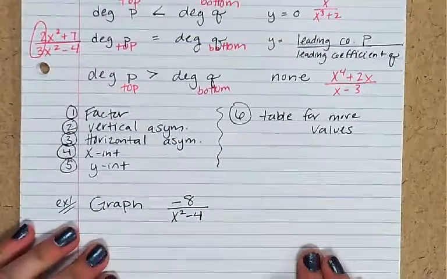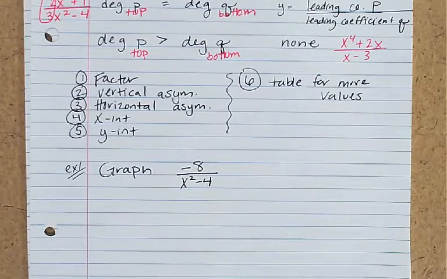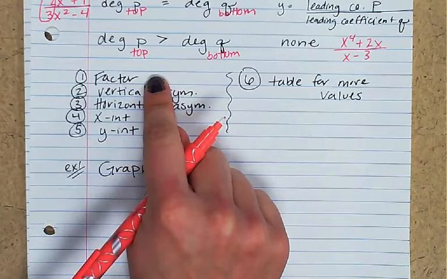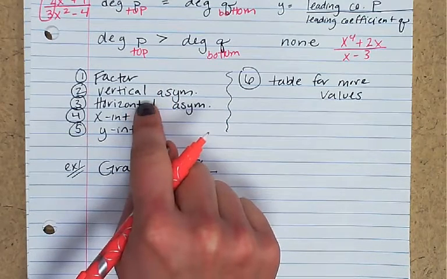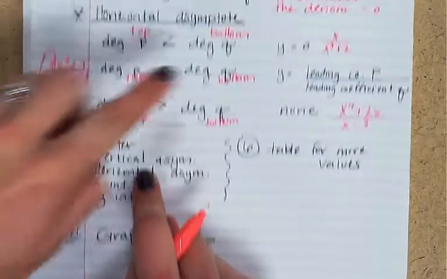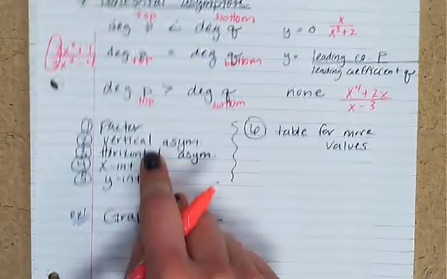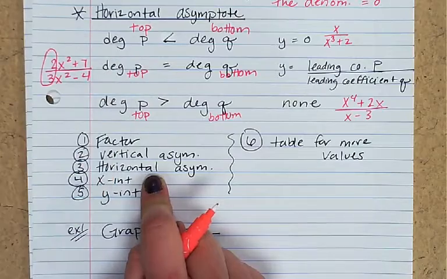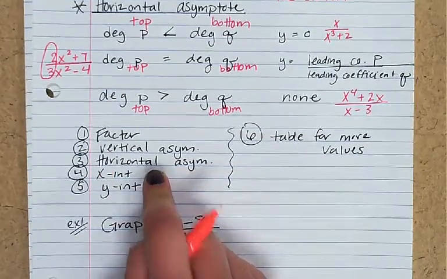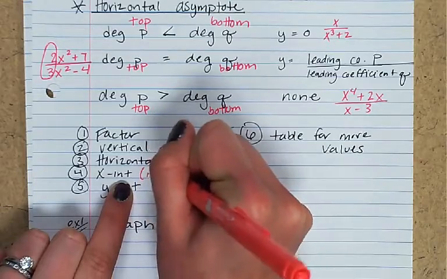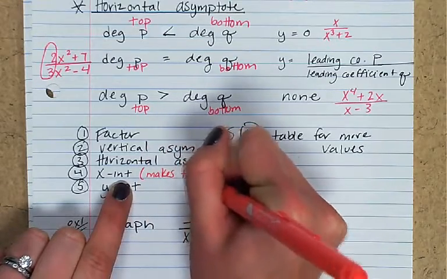Okay, so when you graph, these are the steps that you need to follow. First thing, you need to factor anything that you can factor. The second thing you're going to do is figure out what your vertical asymptotes are. So again, what makes the denominator 0? Then you're going to use these things here to help you figure out what your horizontal asymptote is. Then you're going to figure out your x-intercept. So what makes the top 0?